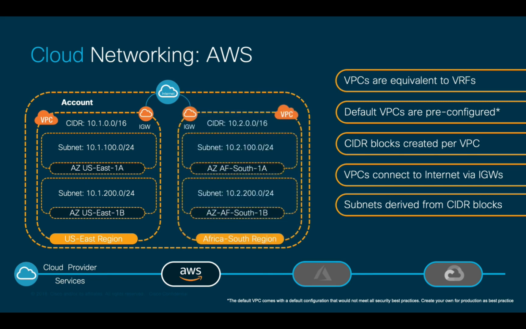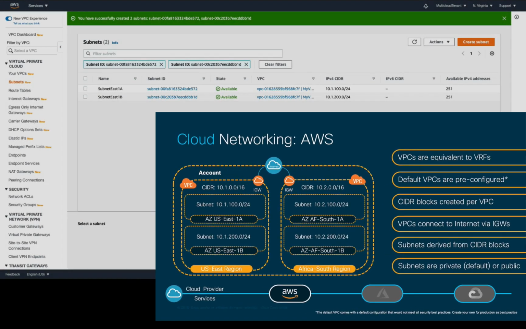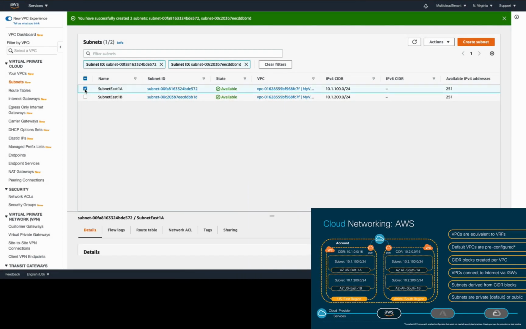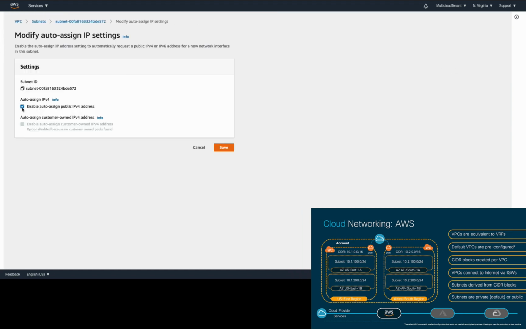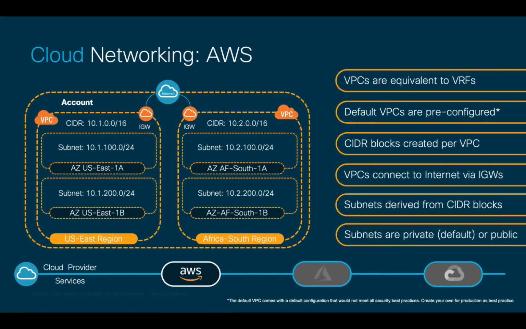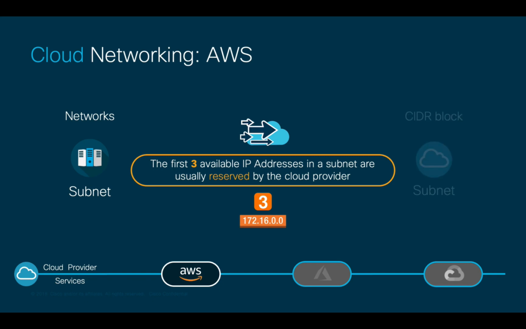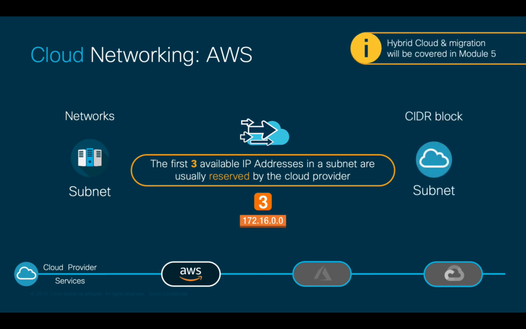Every subnet you create is going to be private by default, so if you want to enable them to become public, you just have to adjust its settings so that VMs in such subnets get both a private and a public IP address. For private IP addresses, cloud providers commonly reserve the first 3 usable IP addresses per subnet and automatically assign the rest. This is important to know, especially if you're migrating from an on-premises environment and want to keep the same IP address in the cloud, as we will cover in Module 5.